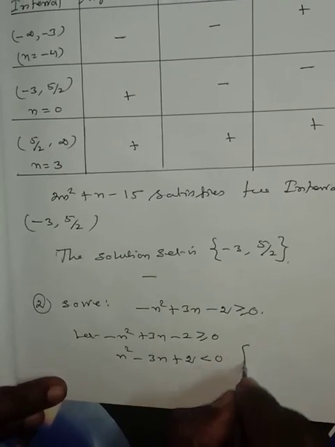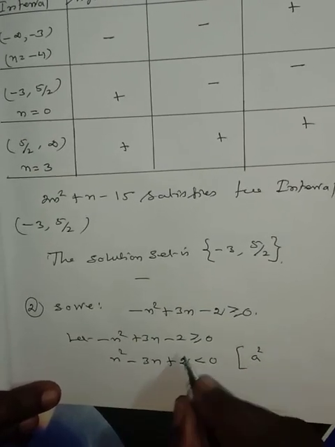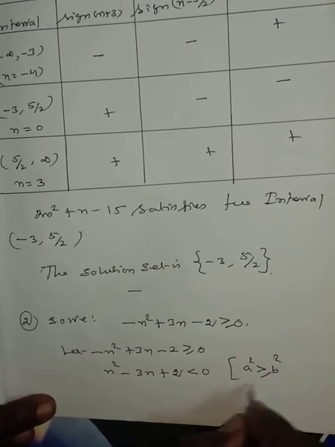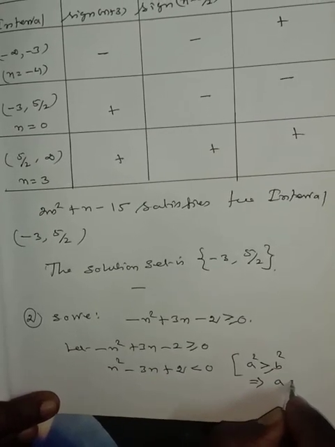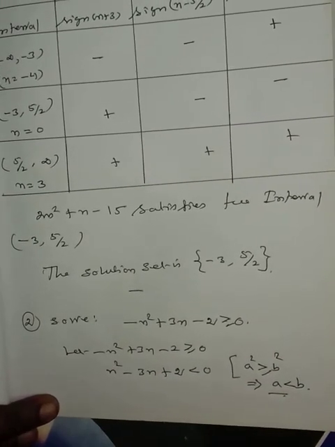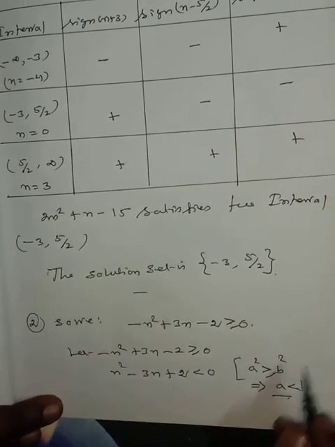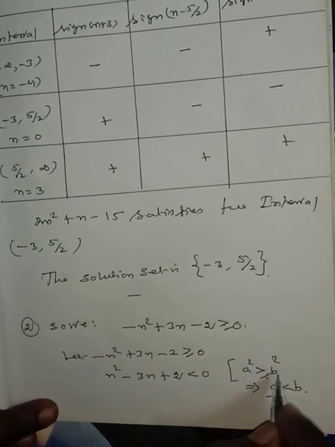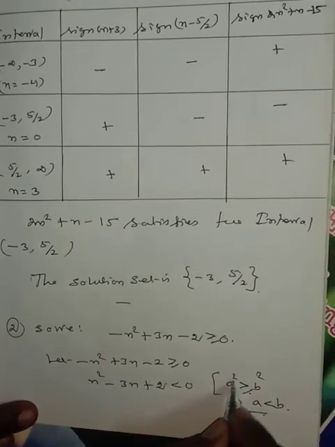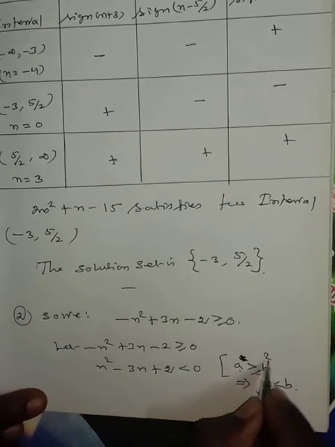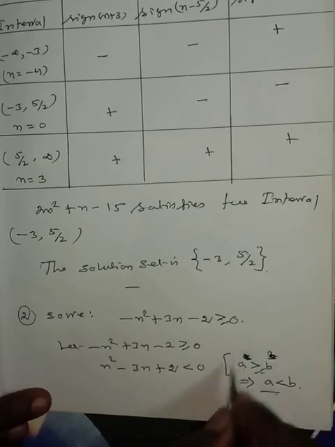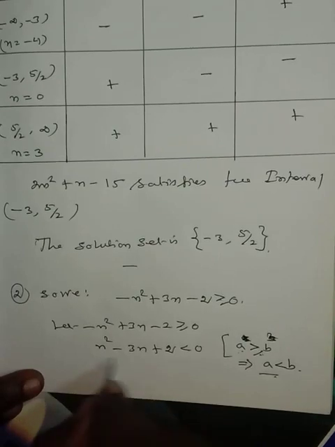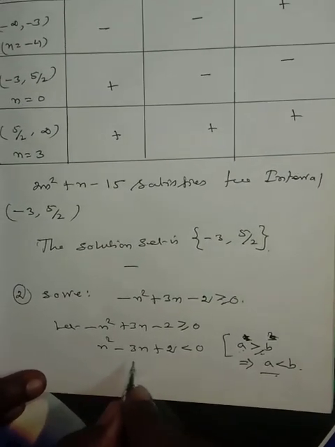We know that a square is greater than or equal to b square implies a is strictly less than b. Okay, now this is the condition. But if a square is greater than or equal to b square, then a is greater than or equal to b. So we have to take a is greater than or equal to b. Then the same symbol is used. Next, first we have to take this quadratic equation equal to 0.